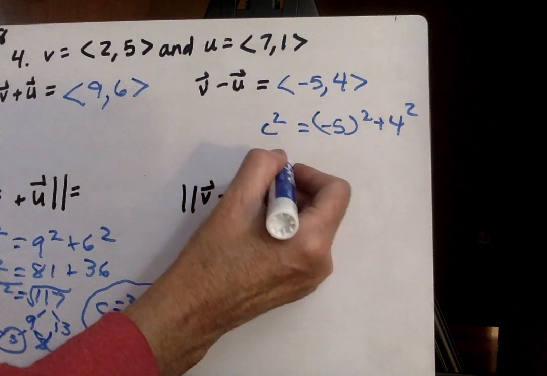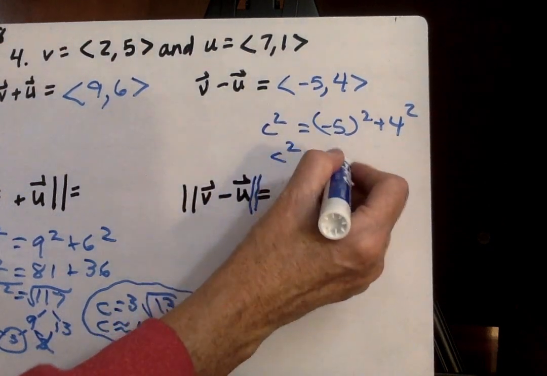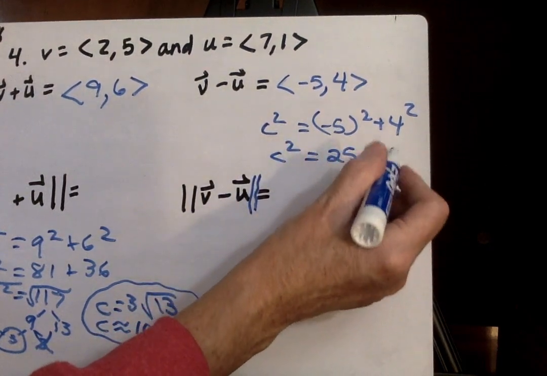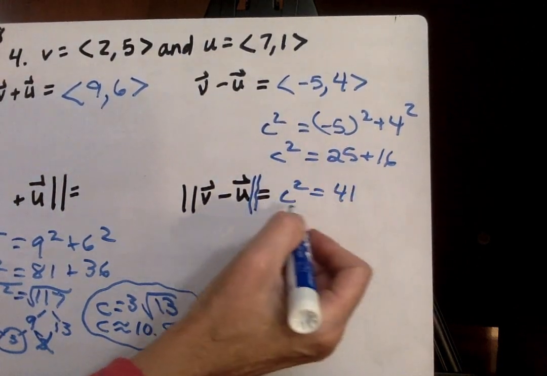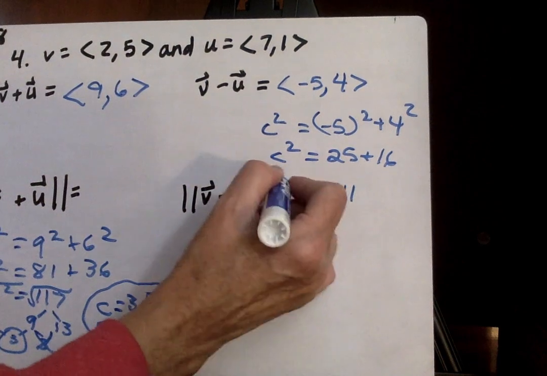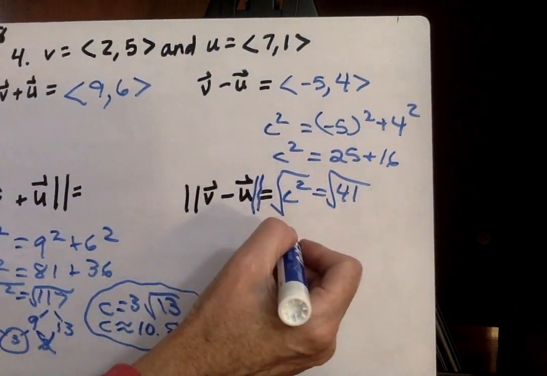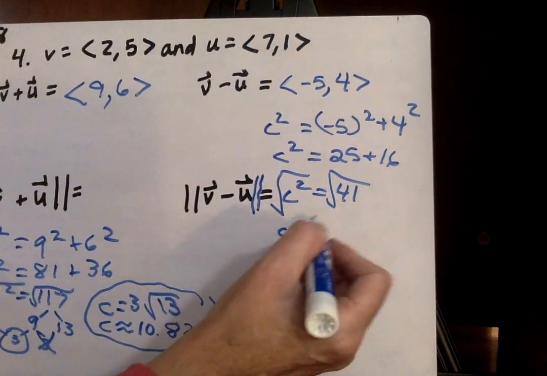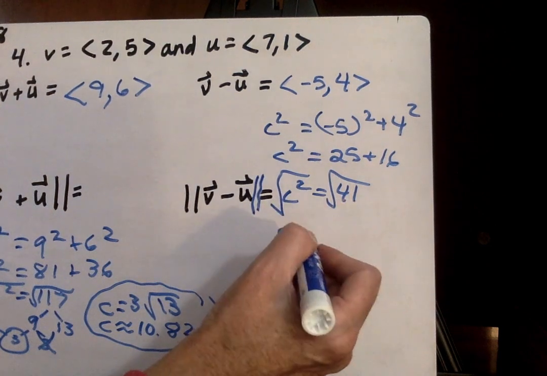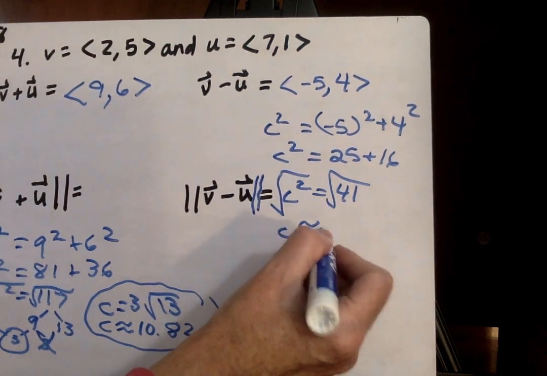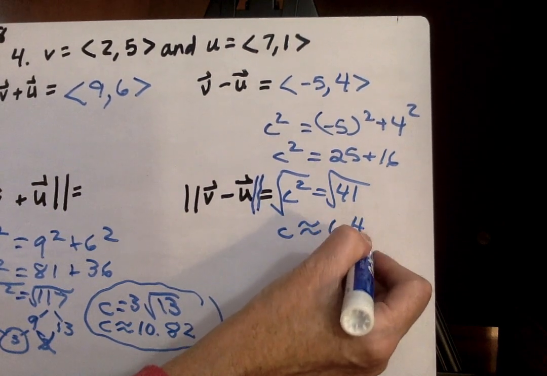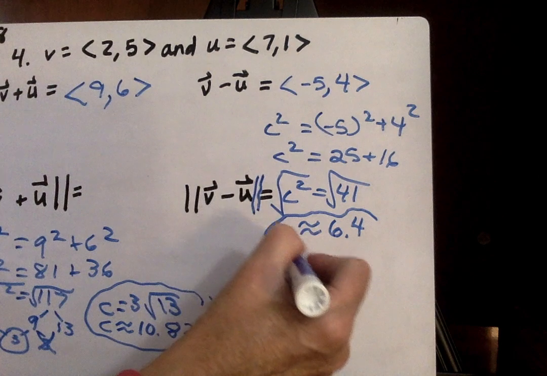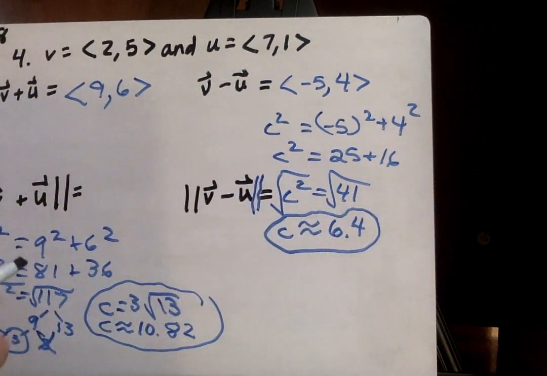Okay, so c squared equals 25 plus 16, 41, and then you take the square root of that. 41, I'm pretty sure that's prime. So if I use my handy dandy calculator, and you're done. Okay, students, you can do the rest of this.